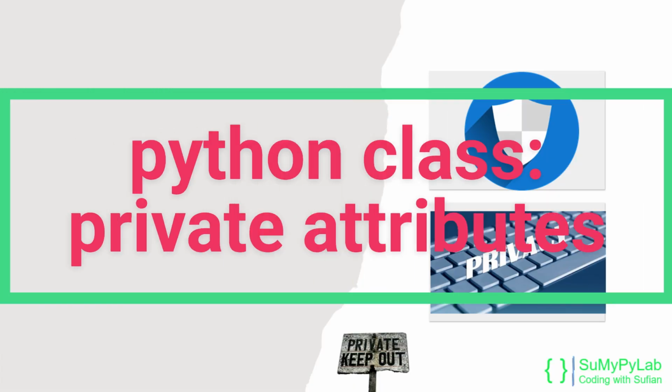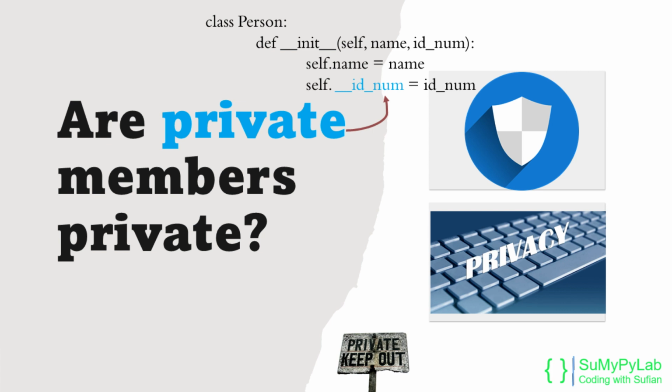Private members of a class. Are private attributes really private?